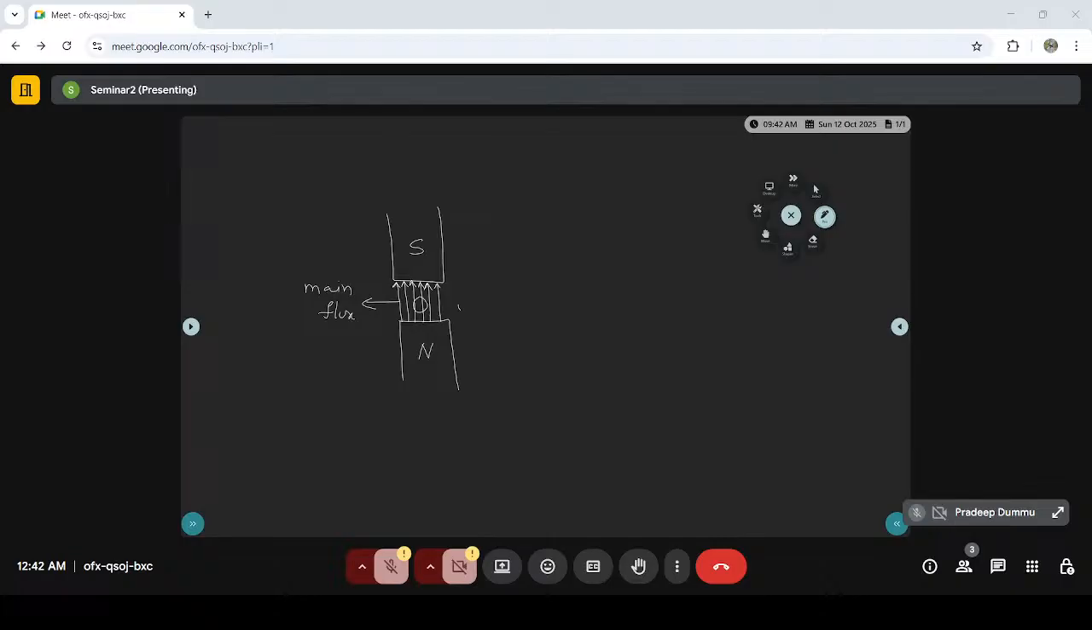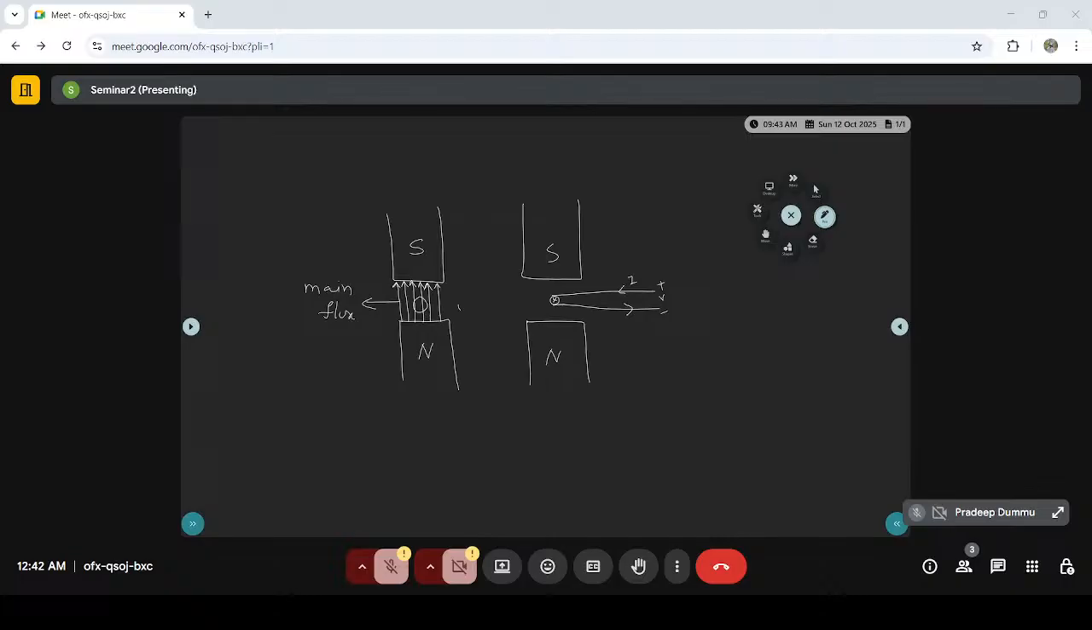Now the second diagram. North pole, south pole. I won't draw the main flux first. Only the conductor. The conductor should carry a current. So we give the voltage with the help of a battery or some type of generator, whatever it may be. We should give the voltage to the conductor so that it carries a current. So current will flow through the conductor. Now it is indicated by a cross. Cross indicates that there is a current.